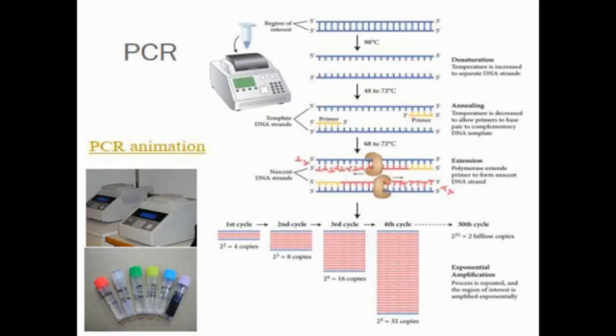Therefore, the PCR animation depends upon denaturation to separate DNA strands, annealing to allow primers to base-pair with the complementary DNA template, and extension to form new DNA strands, while the PCR cycles depend upon the exponential amplification equation, 2^n, where n is the number of cycles used for PCR amplification, as observed in the figure in this slide and next slide.